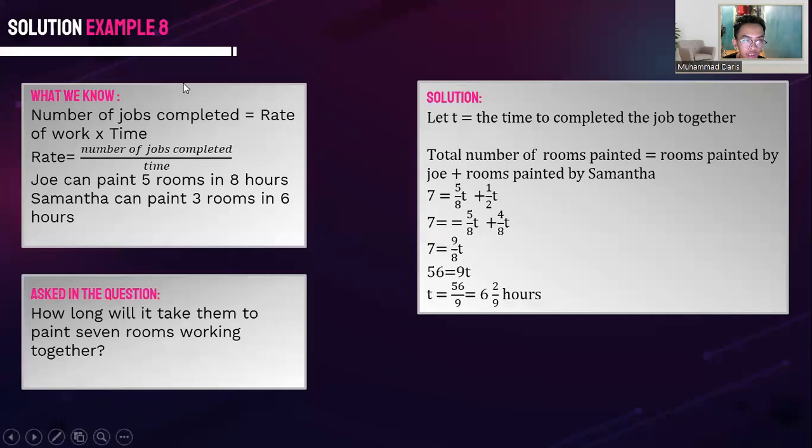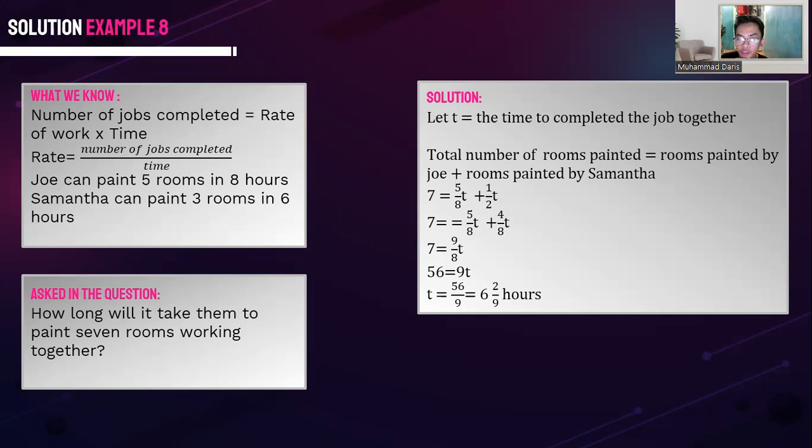What we know in this example 8: the number of jobs completed, or the formula, is rate of work times time. Rate is equal to the number of jobs completed divided by time. Joy can paint 5 rooms in 8 hours, and Samantha can paint 3 rooms in 6 hours. And asked in the question, how long will it take them to paint 7 rooms working together? Solution: let T be the time to complete the job together. The total number of rooms painted is equal to rooms painted by Joy plus rooms painted by Samantha.